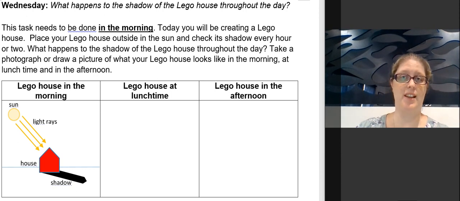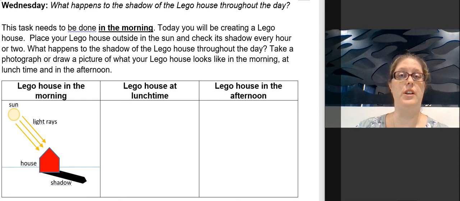We're looking at Wednesday's lesson today, and this is a lesson that you'll need to start throughout the morning and then continue and check in the middle of the day and at the end of the day as well. So today our inquiry question is, what happens to the shadow of a Lego house throughout the day?